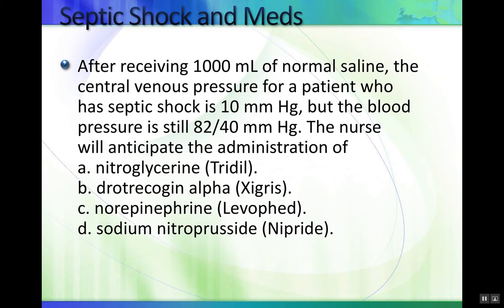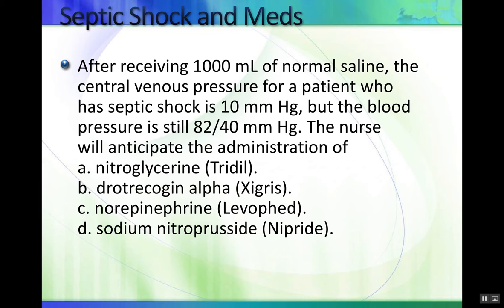After receiving a liter of fluid, the central venous pressure for a patient with septic shock is 10, but the blood pressure is still 82 over 40. The nurse would anticipate administration of what? Your answer here is C. When fluid resuscitation is not successful, vasopressor drugs are administered to increase the systemic vascular resistance and improve your tissue perfusion. Nitro would be given to decrease the preload and further drop your cardiac output and blood pressure.